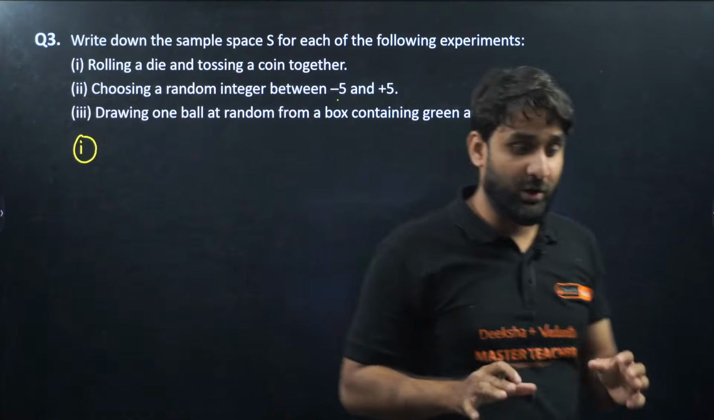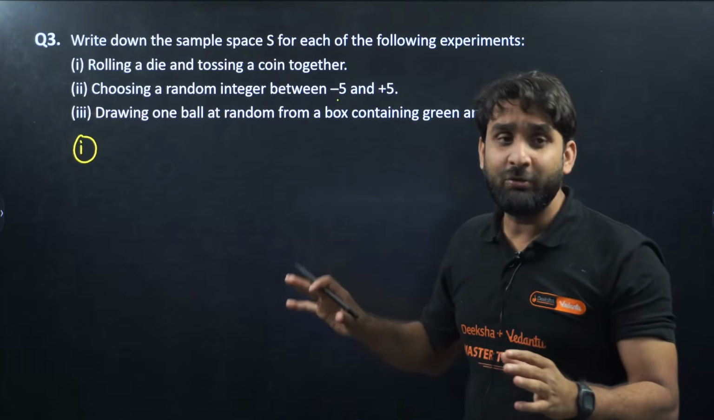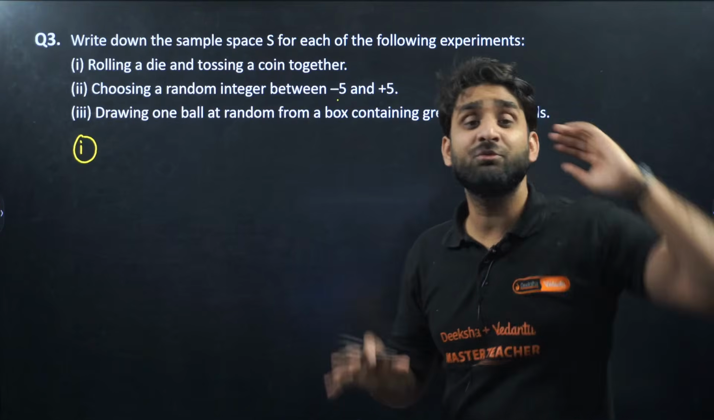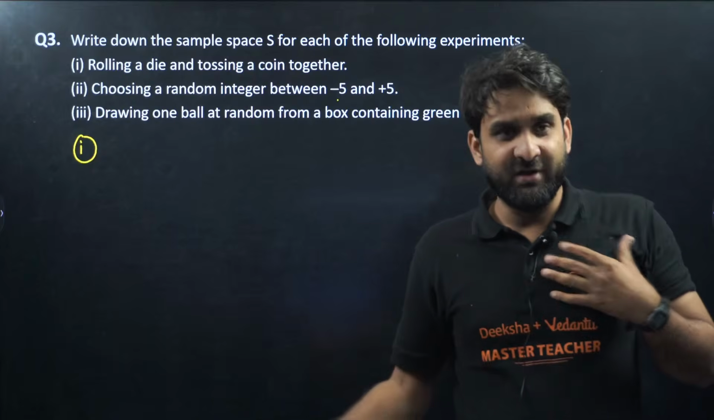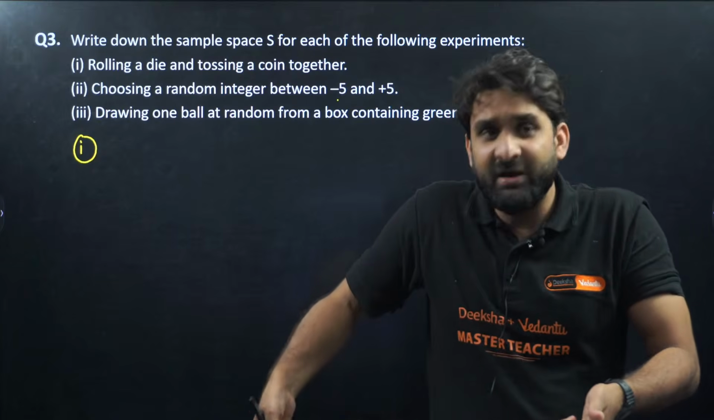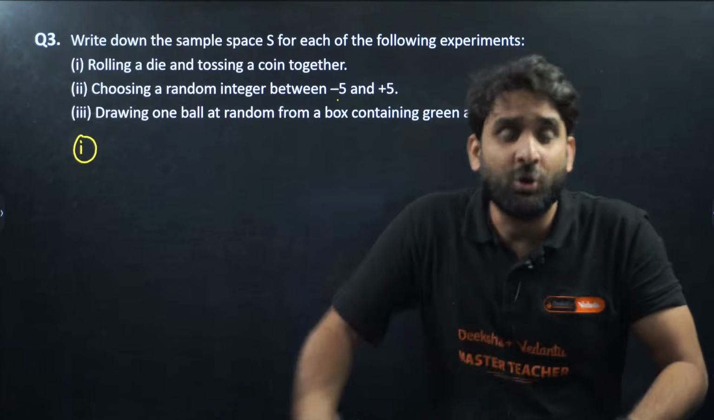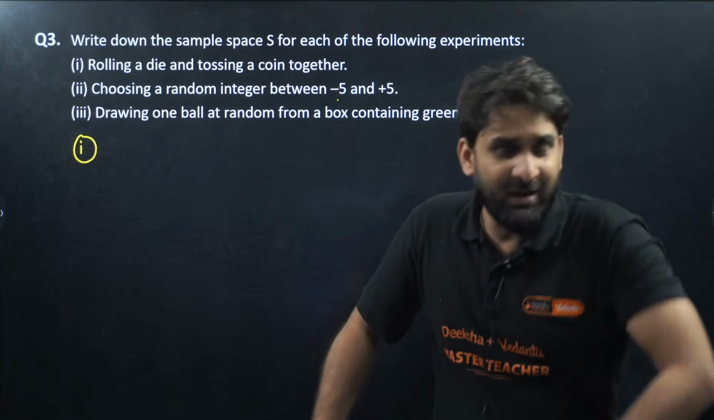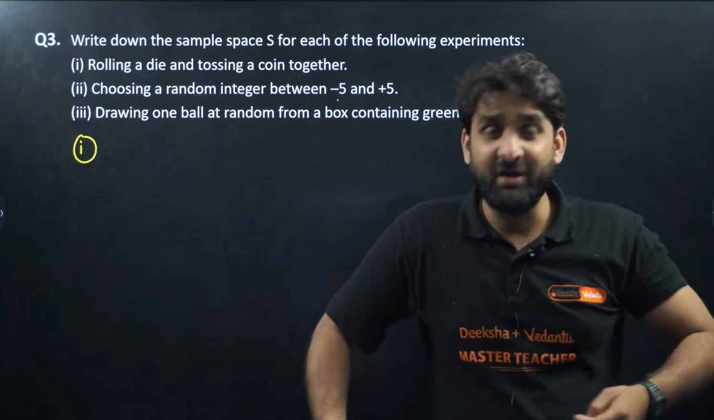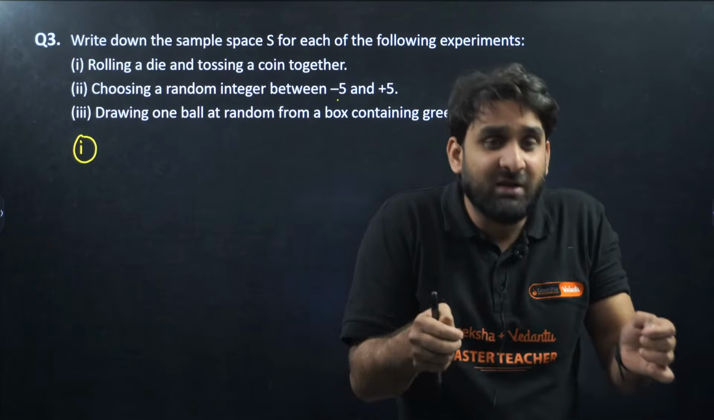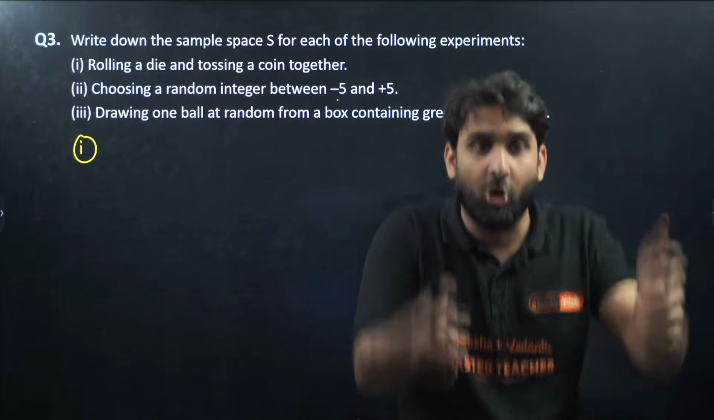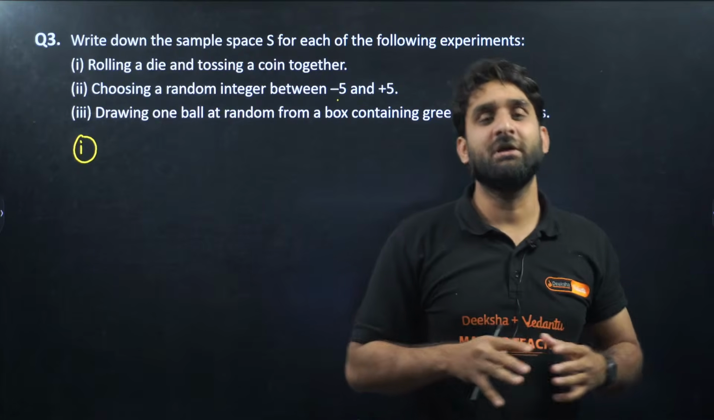Oh my God, what a question. Listen. We have to write the total possible outcomes when, for example, I am rolling a die on a Ludo board and my friend is tossing a single coin, and both activities are going simultaneously. So how many possibilities are there?